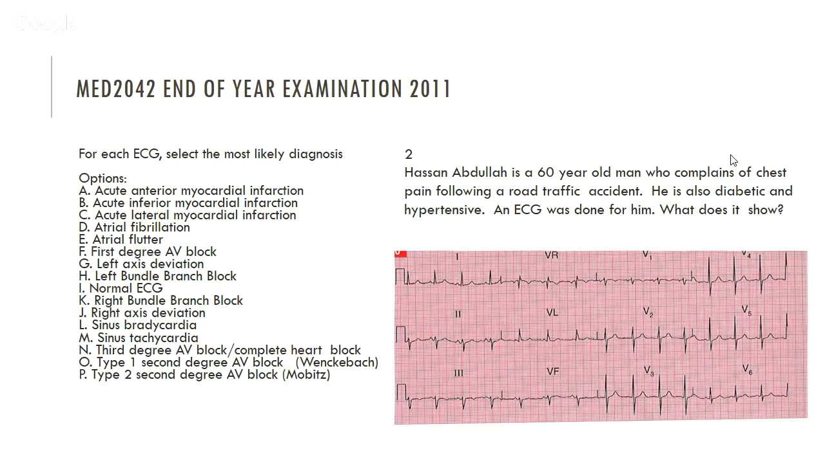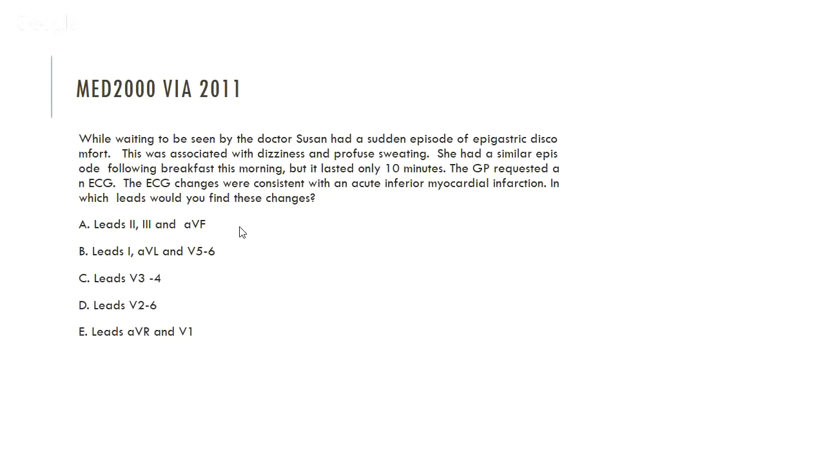So I think the answer is left axis deviation. If you remember looking at leads 1 and 2, they're leaning away from each other, so it's left axis deviation. Also, another hint is that the patient is hypertensive, so left ventricular hypertrophy can also cause left axis deviation. So that's another hint. Even if you weren't sure about the ECG, if you read the scenario, it sort of makes sense. So next question.